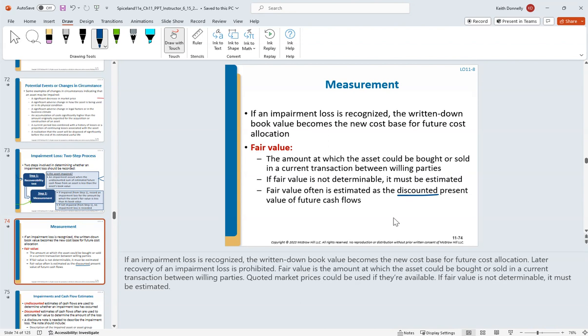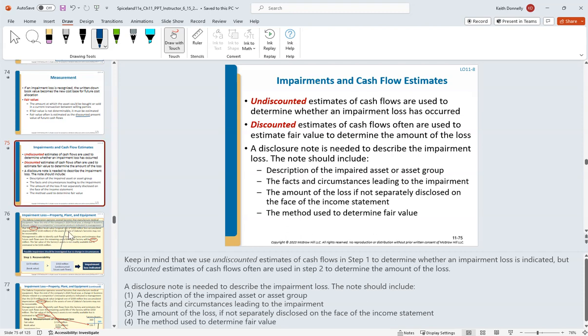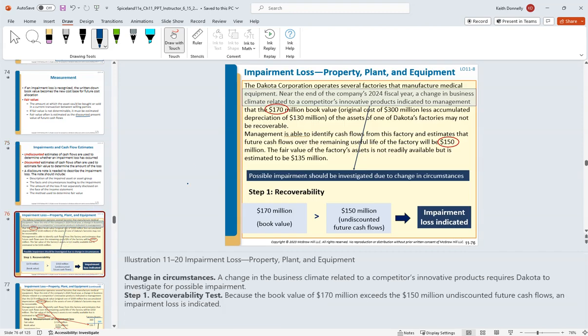These numbers will be given to you. You need to know how to apply the framework, right? I'm not going to have you look into a crystal ball and speculate on these things. And that's what this is saying here. So let's look at an example and tee these things up. We have step 1, step 2.